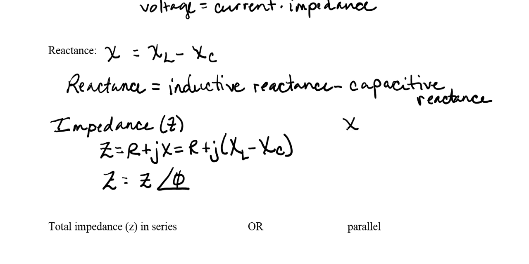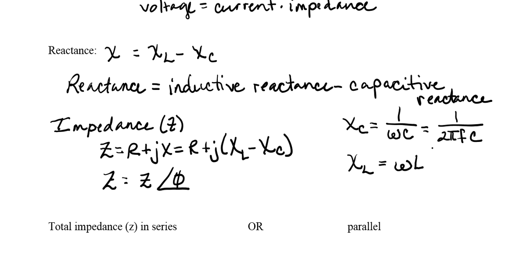If you don't know what your capacitive reactance is, you might have to find it. It would be 1 over angular velocity times your capacitance, or if they gave you frequency instead, it would be 1 over 2 times pi times frequency times capacitance. Or if you're looking for your inductive reactance, it would be your angular velocity times your inductance. Or again, if you're given frequency instead, it would be 2 times pi times F times L.